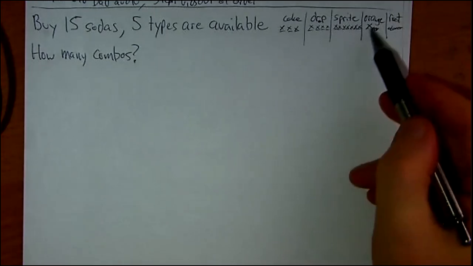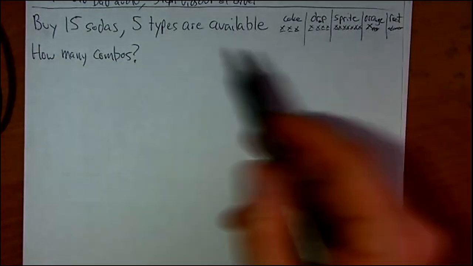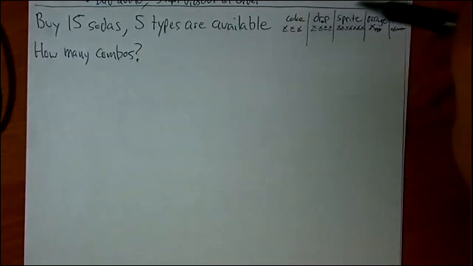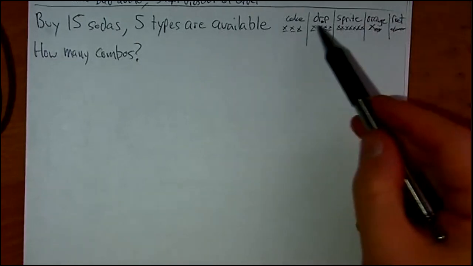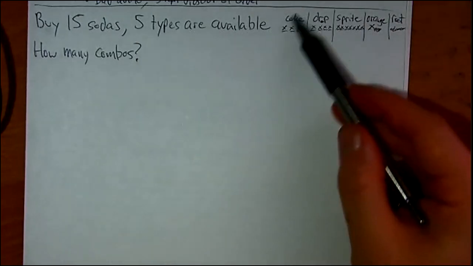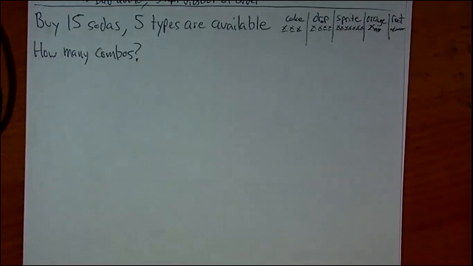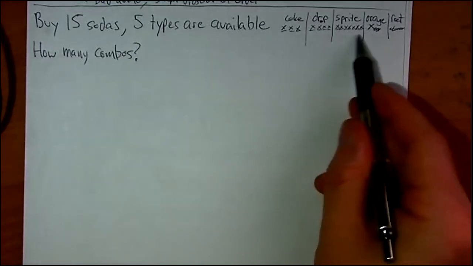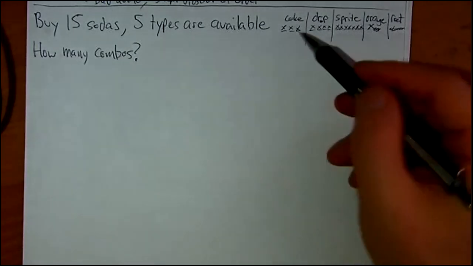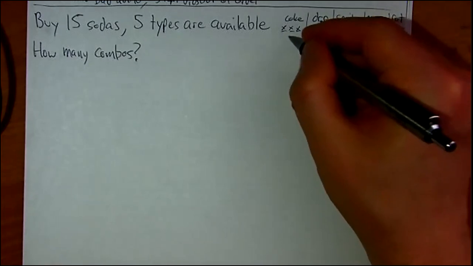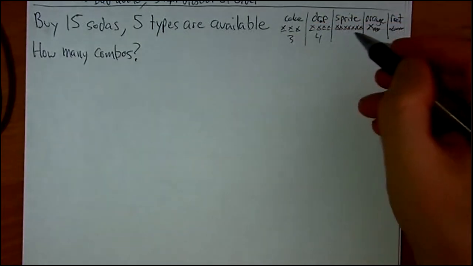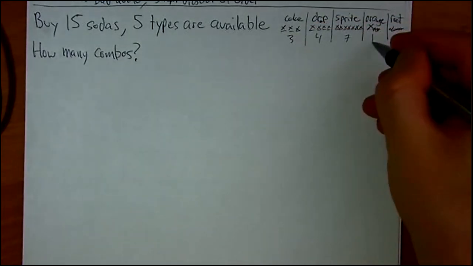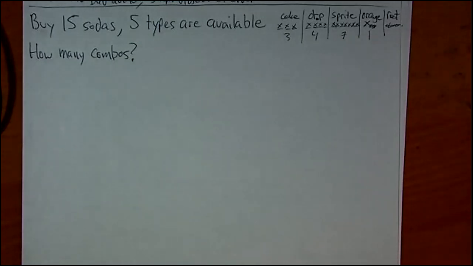Right? So there's 15 X's, which represent our 15 sodas. And then there's the dividers, which represent the transition from one category of soda to the next. Okay? So really what we're thinking about here is this is like one example of an arrangement of different kinds of sodas where, you know, the guy gets 3 Cokes, 4 Dr. Peppers, 7 Sprites, and 1 orange, right?